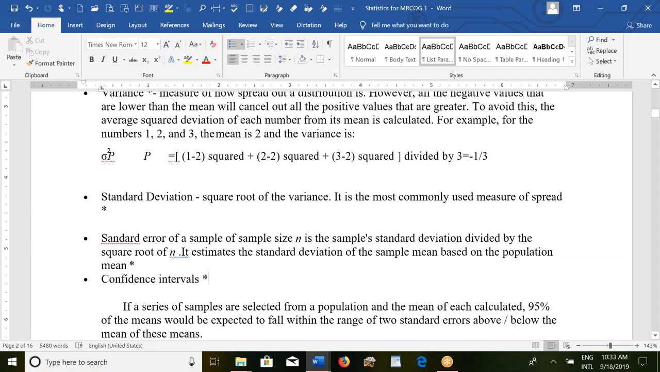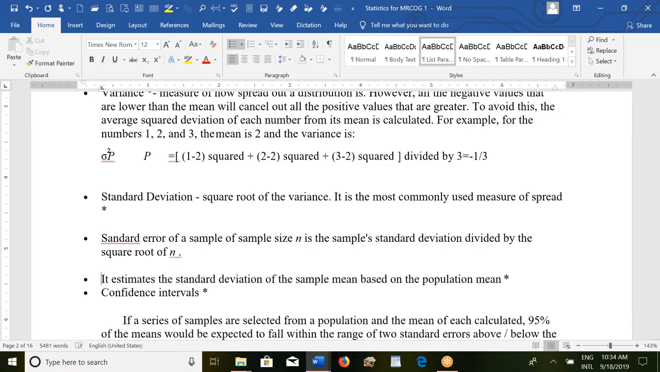Then you should know about standard error of a sample size. It is the sample's standard deviation divided by the square root of n. They will not go into the details, just remember what a standard deviation is, and if you see n, you will tell them that this is the size of the sample. And what is the standard error? You should know the definition.